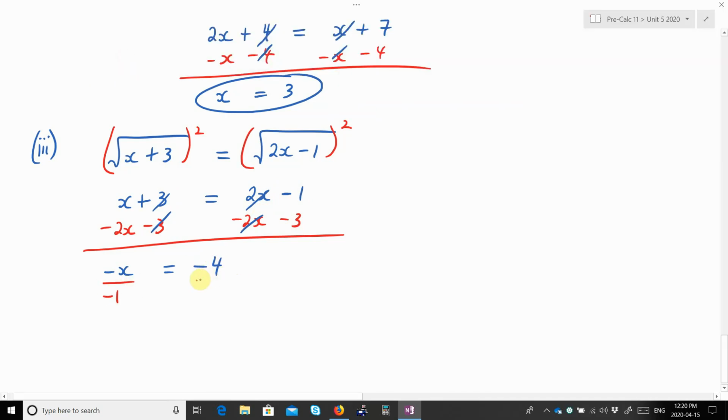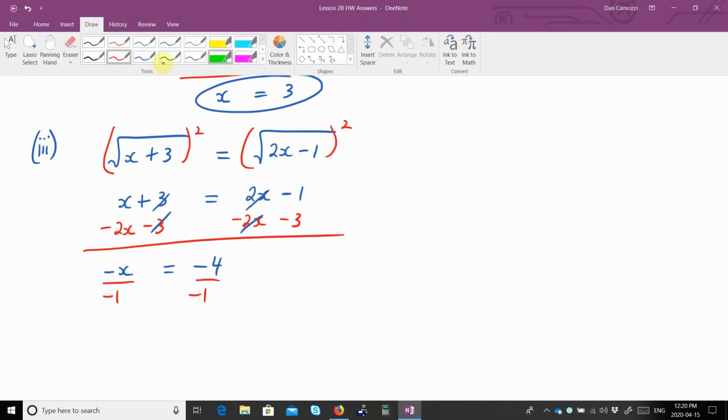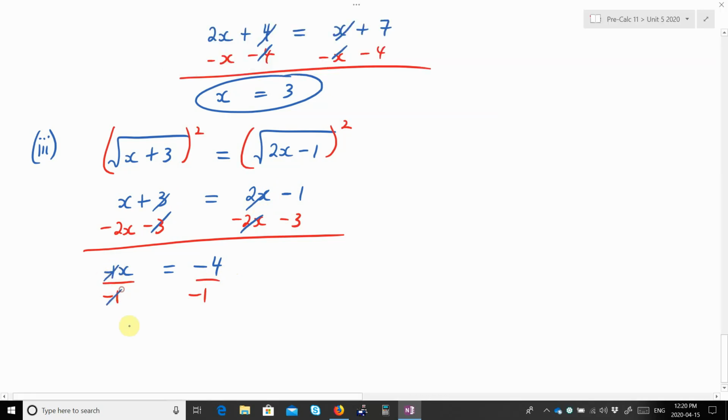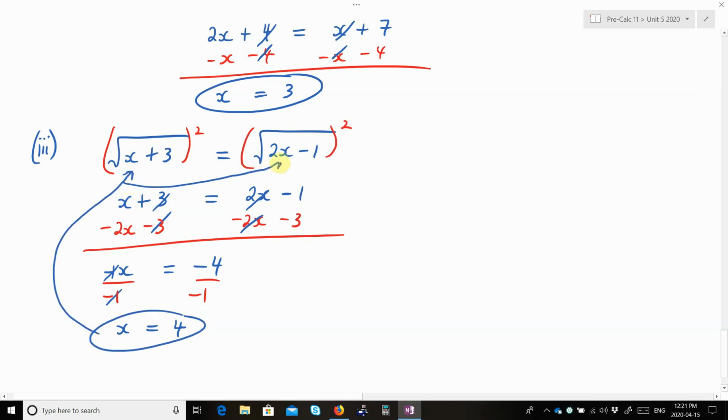Then divide both sides by negative 1. That will give us x equals negative 4 divided by negative 1 is positive 4. And we have to go and plug it back in here and in here to make sure it works. 4 plus 3 is 7, the square root of 7. 2 times 4 is 8, 8 minus 1 is 7, square root of 7 on both sides. That's a good answer.